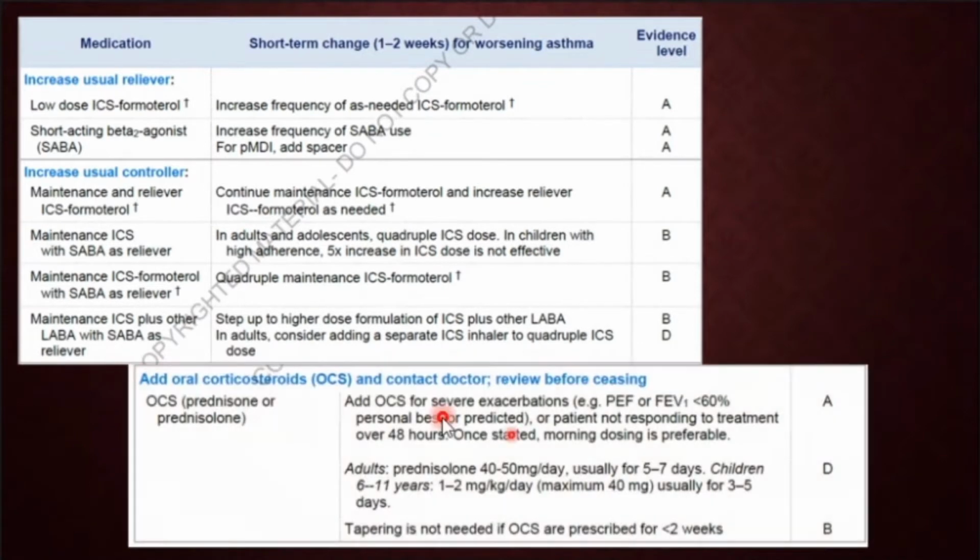Then oral corticosteroids you can add for severe exacerbation, that is, if your PEF or FEV1 is less than 60%, or the patient is not responding to the above treatment for a period of more than 48 hours. Here you can give the usual dose of prednisolone, 40 to 50 milligrams per day, usually for 5 to 7 days. At minimum, we give it for 5 days. If it is less than 5 days, we do not need to taper. If we give 40 mg, even after 5 days, you can stop abruptly. There's no harm in stopping these steroids.